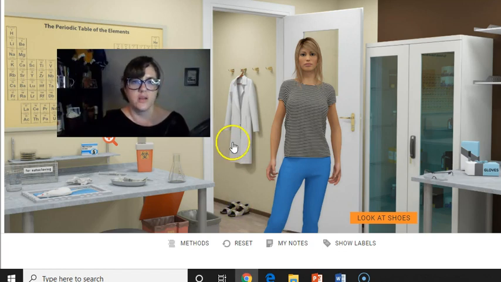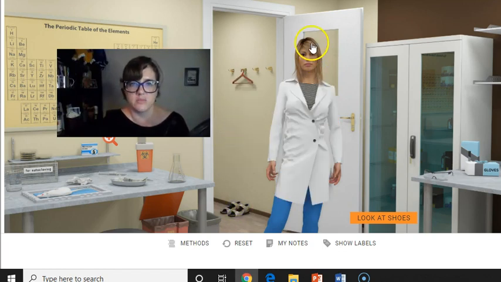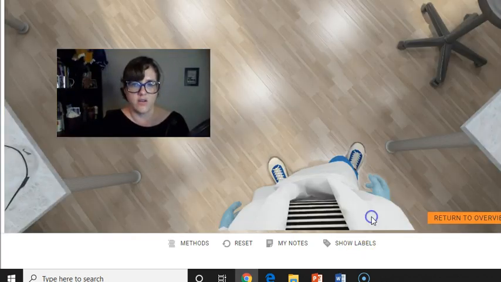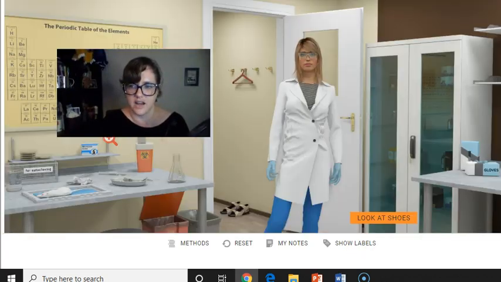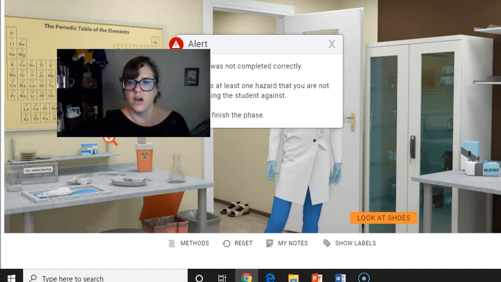Now put on your shoes, put on your lab coat. What else can we do to make her more safe? Oh, look, here's some goggles and some gloves. Cool. Now I can look at the shoes. They're safe. Am I done? I'm going to click go on to phase two. Oh, no.